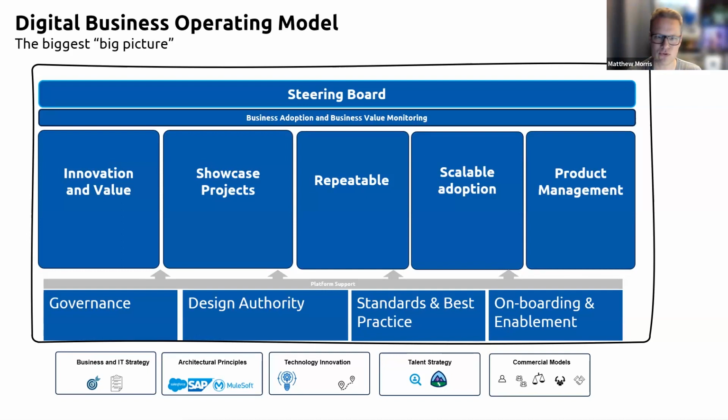Across the middle strata there is what I call the basic hygiene. So have you got governance defined, including a design authority? Are you communicating standards and best practice? Why do you need standards and best practice? Well, so that everybody knows how they should do things, but also to support onboarding and enablement. If you're working in larger teams particularly, you're going to have churn. How can you make sure that you're setting those people up for success, making sure that they know how things should be designed and built, and where they can get the information for that?